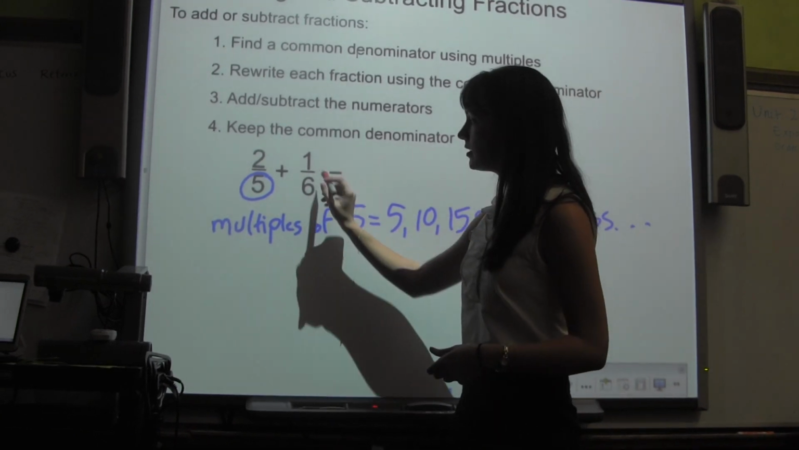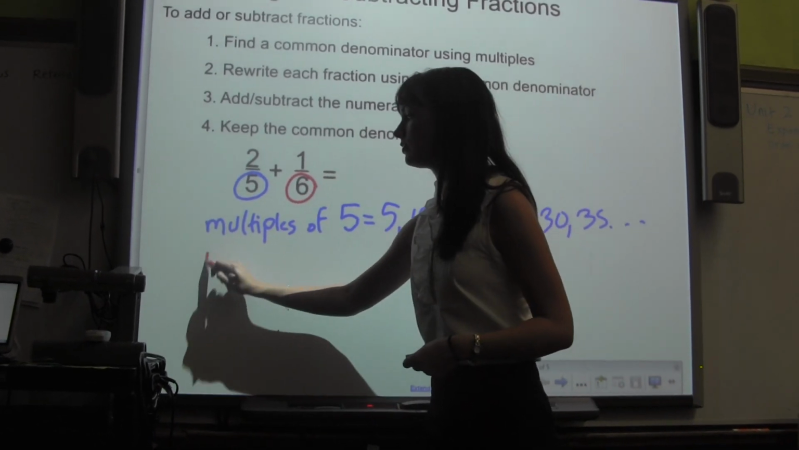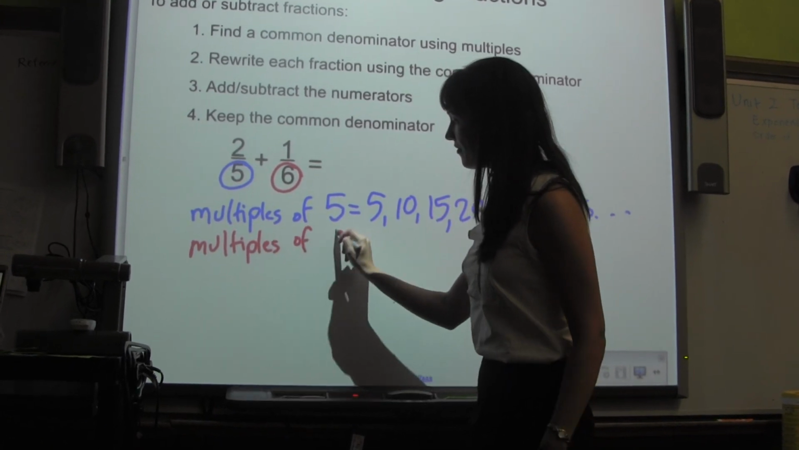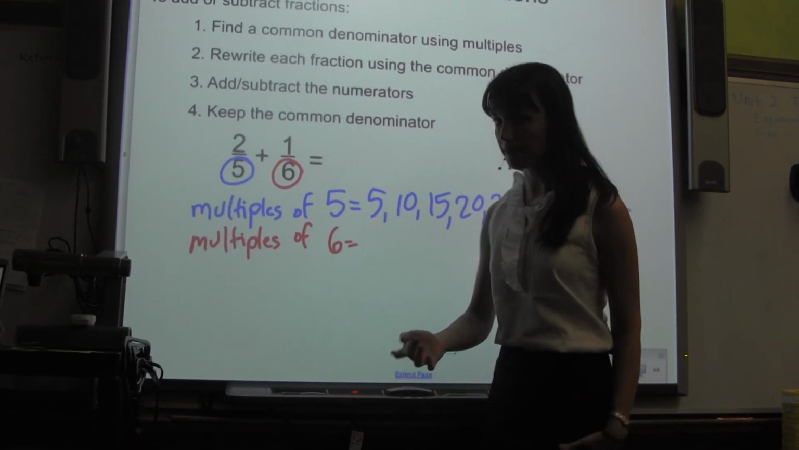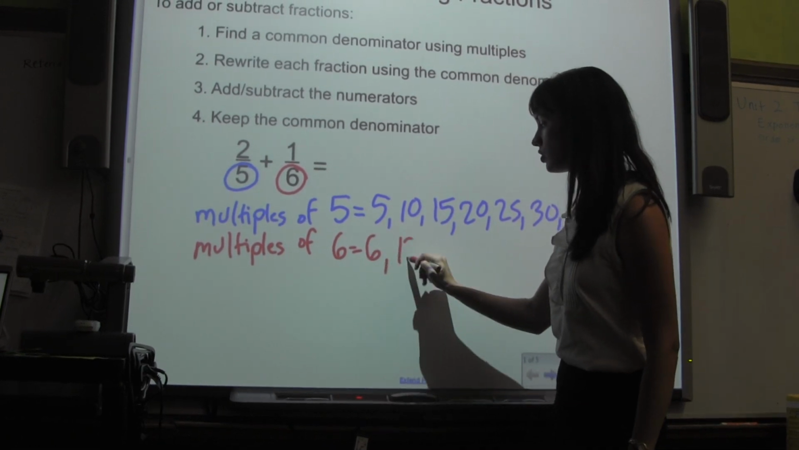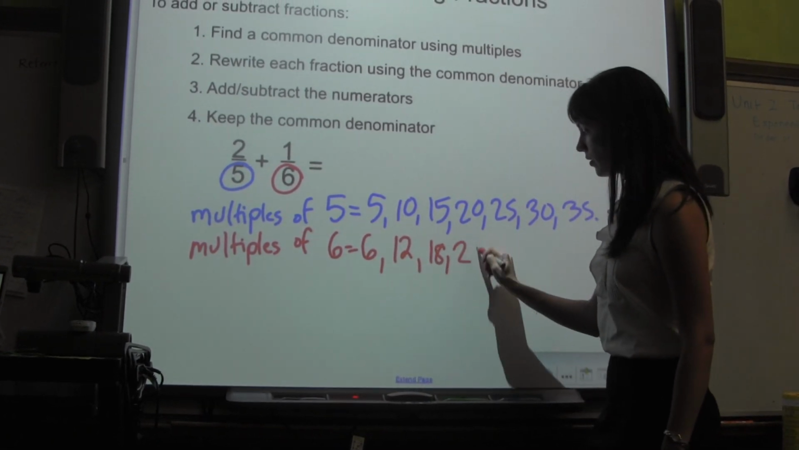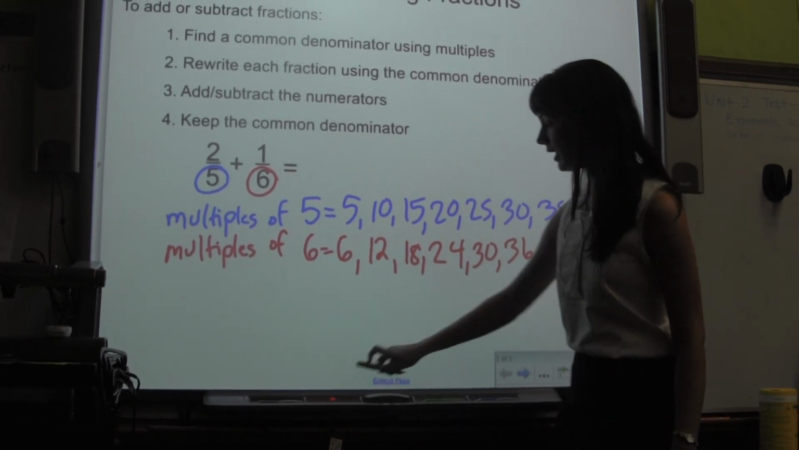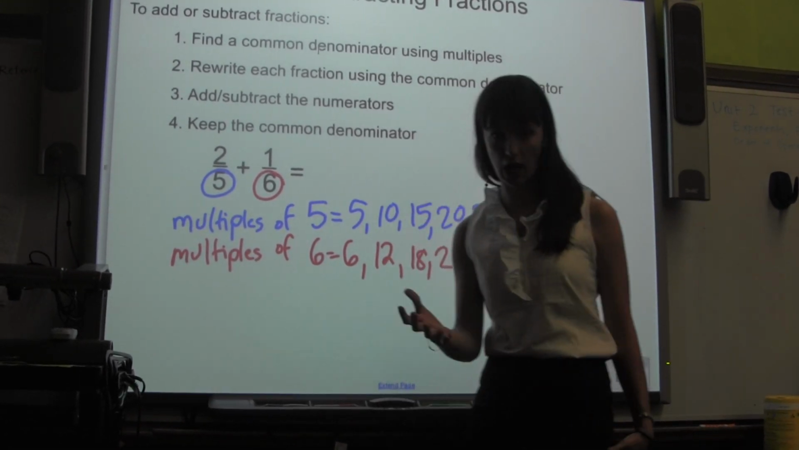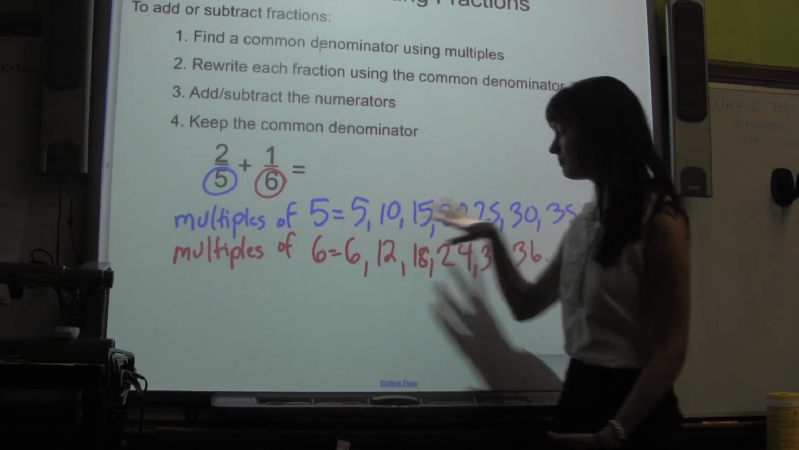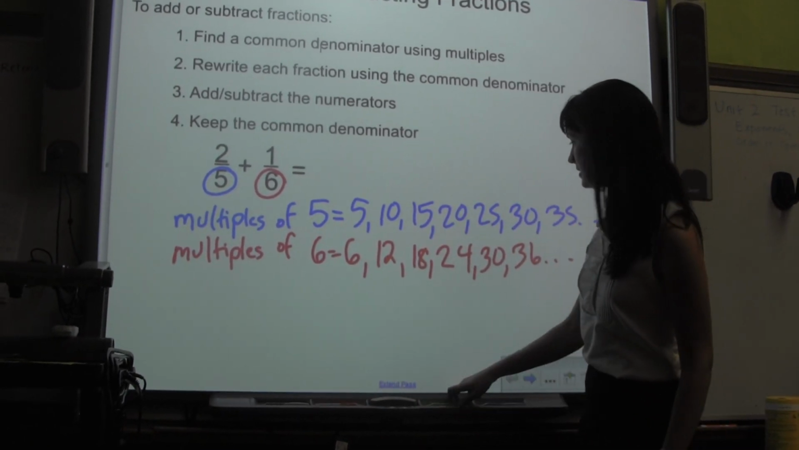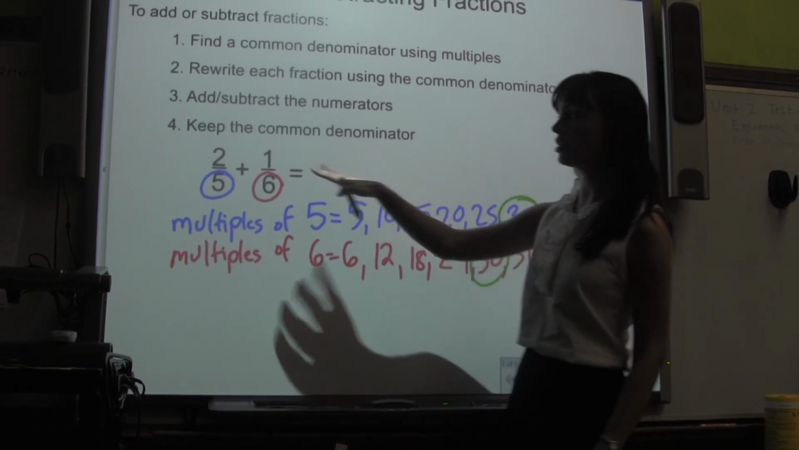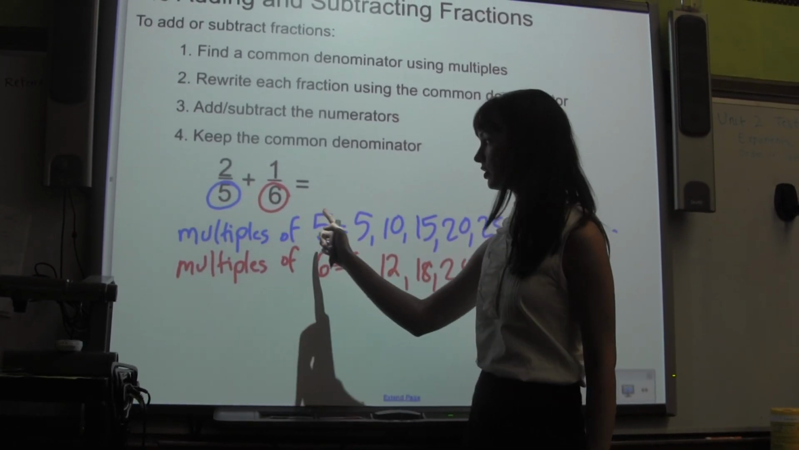For this one, the denominator of this fraction is 6, so I'll also need to list the multiples of 6. Again, if I need to, I can pull them from my multiplication table: 6, 12, 18, 24, 30, 36. Then I need to find the least common multiple. So I'm looking for the one on this list that they both have, and here I see that 30 is a common multiple, which means I can use that as my denominator for both fractions.